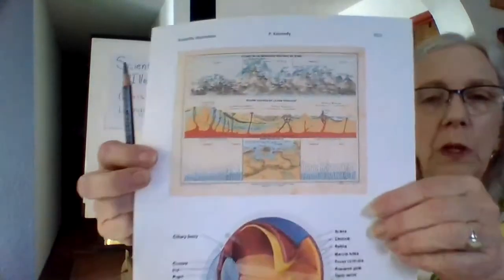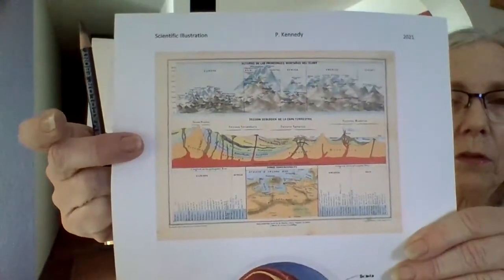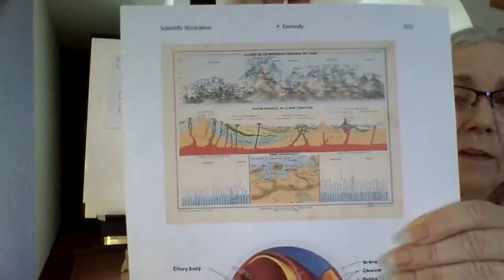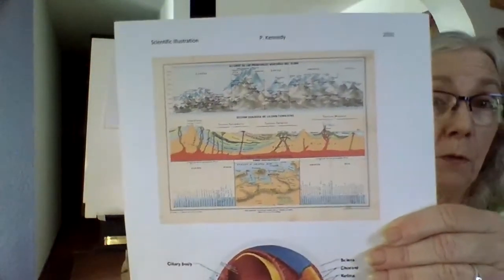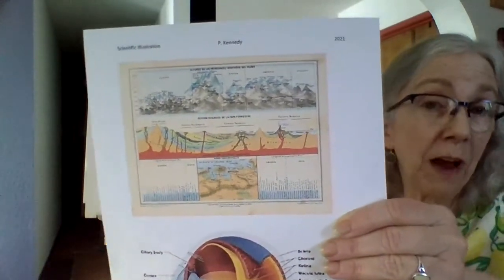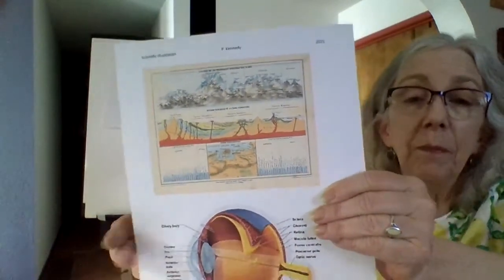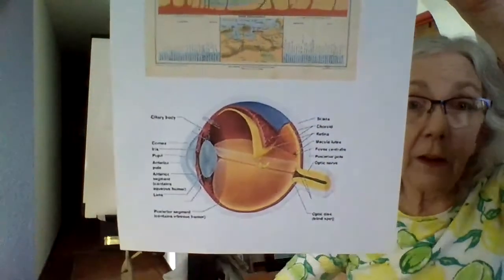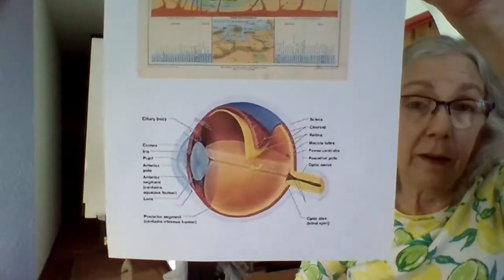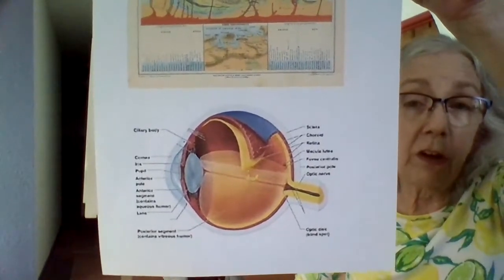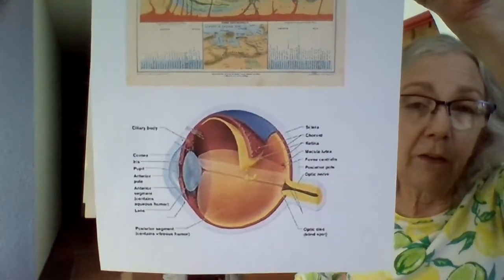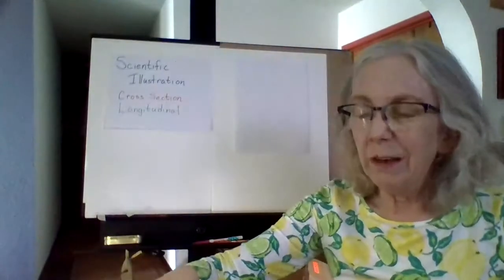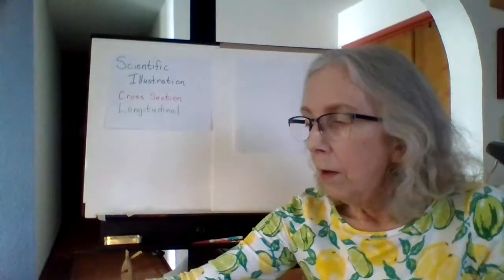And this is actually a geological cross-section of the Earth. This is a poster that is available for sale online because it's so attractive and it's interesting. And we still use scientific illustration in medicine. So there you have a cross-section, a scientific illustration, of the eye. You can see how things are labeled. We don't need to get that technical.